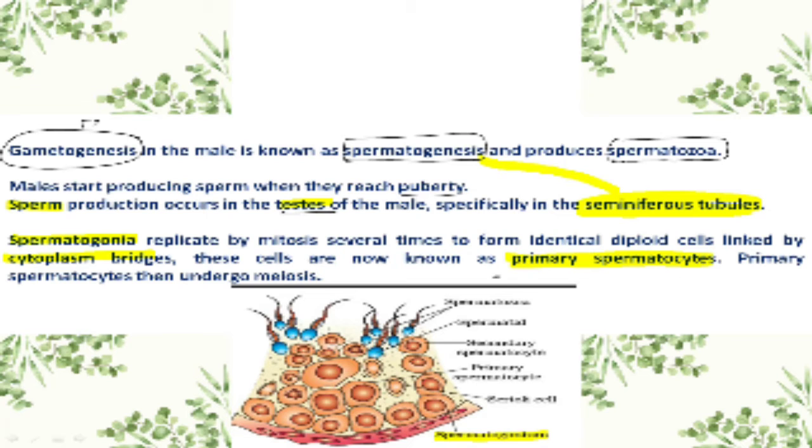Now, the primary spermatocytes are formed from the spermatogonium, and after that, the primary spermatocytes undergo meiosis. So, in the first point, the spermatogonium is differentiated into the primary spermatocyte, and after that the primary spermatocytes undergo meiosis. In this diagram you can see the spermatogonium, after differentiation, is converted into the primary spermatocyte. In the spermatogonium, mitosis occurs, and what is formed? The primary spermatocyte is formed, and after that, meiosis occurs. So the primary spermatocyte actually undergoes meiosis.